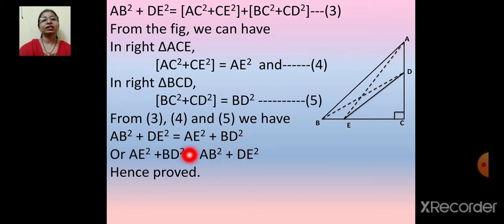Right? Now let us write them in the required form. So AE square plus BD square is equal to AB square plus DE square, and this is what we want. So hence proved. So this is a 3 mark sum.